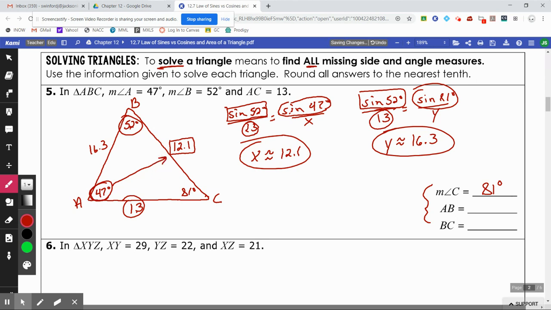The next smallest angle, just a little bit bigger, is 52, which is across from a side that's a little bit larger. And then the biggest angle, 81, is across from what is the biggest side. So AB here is 16.3, and BC gives you a value of 12.1.